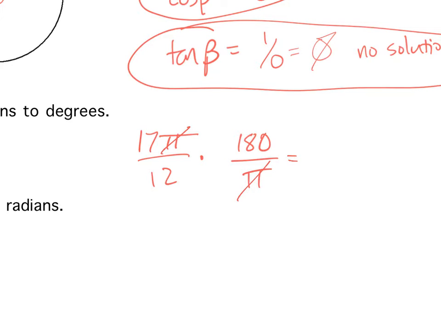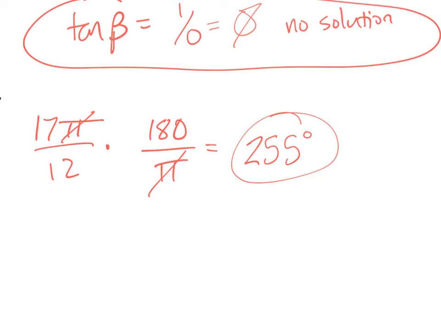You would do 17 times 180 divided by 12, or 17 divided by 12 times 180. Either way, your calculator will give you the correct answer, which is 255. If you're going to degrees, make sure you put a degree symbol on your answer.